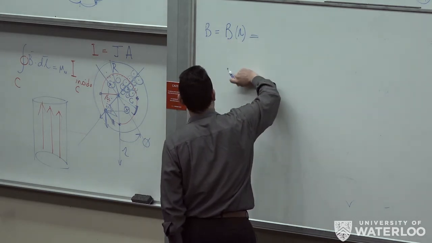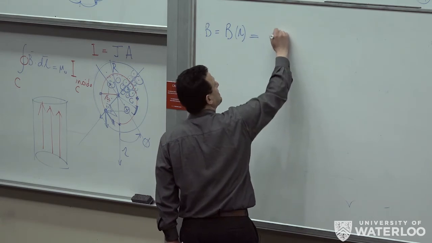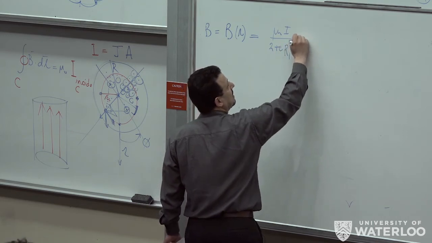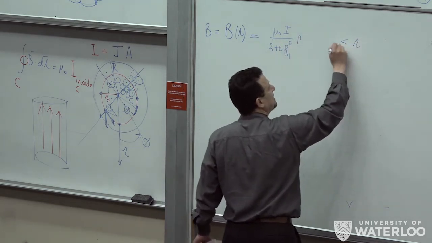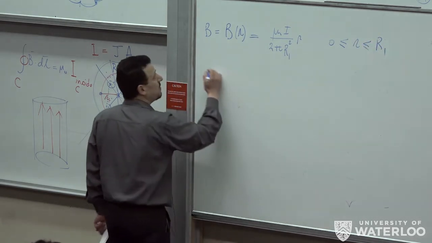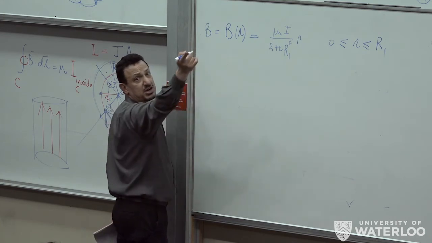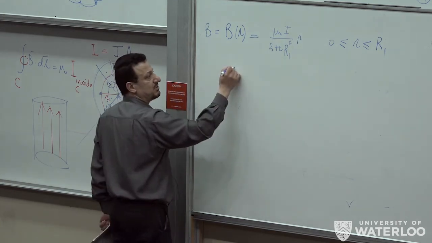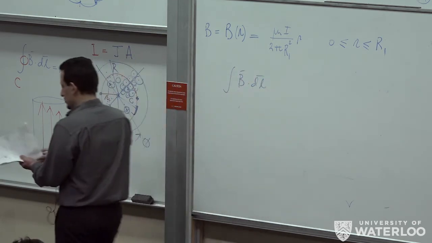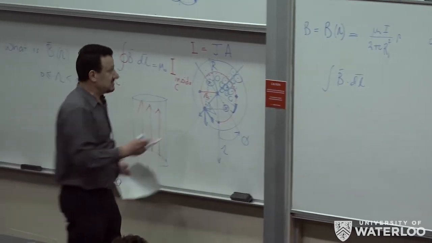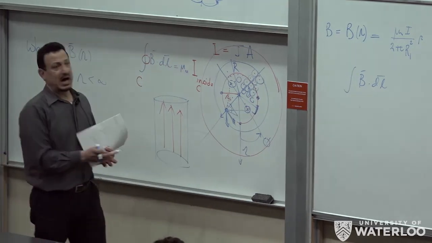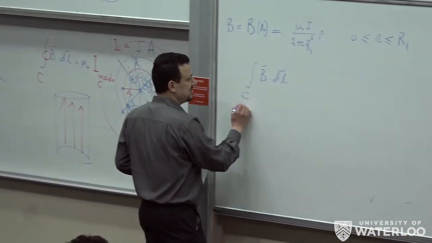B of R is mu naught I divided by 2 pi R1 squared, times R. So this is for R greater than or equal to 0, less than R1. Now I need to find B of R for R greater than capital R1. So I go back, that's much easier. I integrate B over the contour. Which contour? Right now I have to take a contour which is outside the wire.